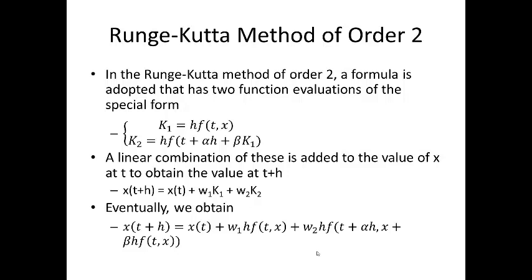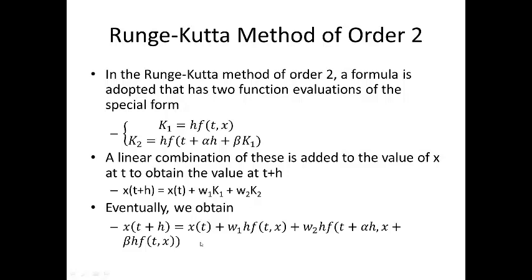K1 is equal to h times f of t, x, and K2 is h times f of t plus alpha h, x plus beta K1. And the linear combination of these is added to the value of x at t to obtain the value at t plus h. So here we get, in this equation, W1 and W2. Eventually we obtain x of t plus h is equal to x of t plus W1 h f of t, x plus W2 h f of t plus alpha h, x of t plus beta h times f of t, x.